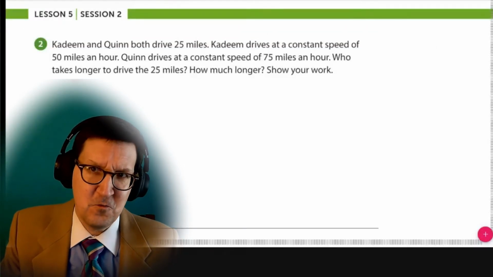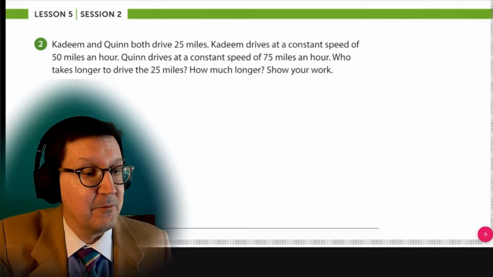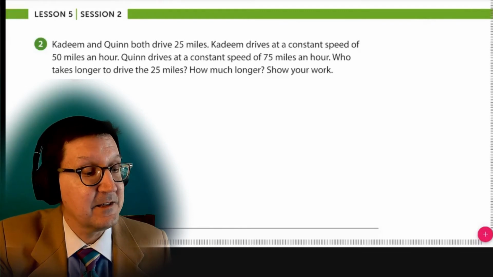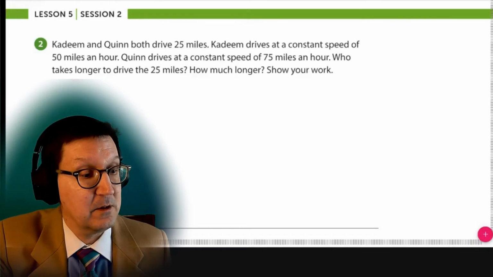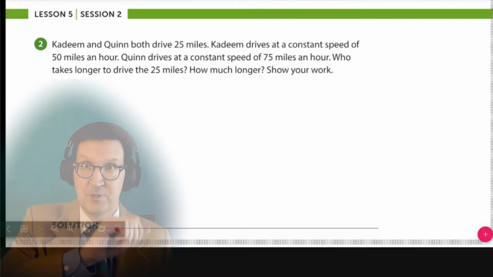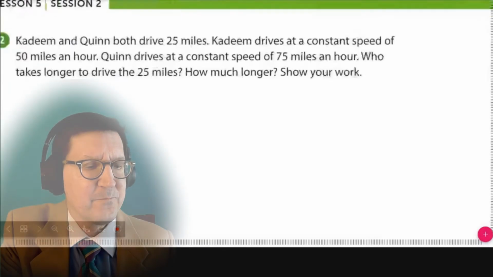Question 2. Kadeem and Quinn both drive 25 miles. Kadeem drives at a constant speed of 50 miles per hour. Quinn drives at a constant speed of 75 miles per hour. Who takes longer to drive the 25 miles, and how much longer? And show your work. So let's see.